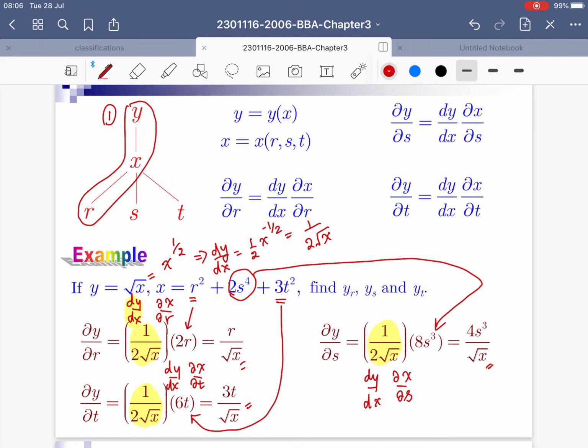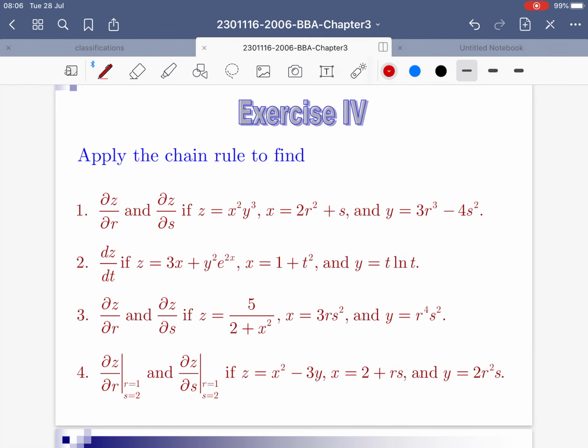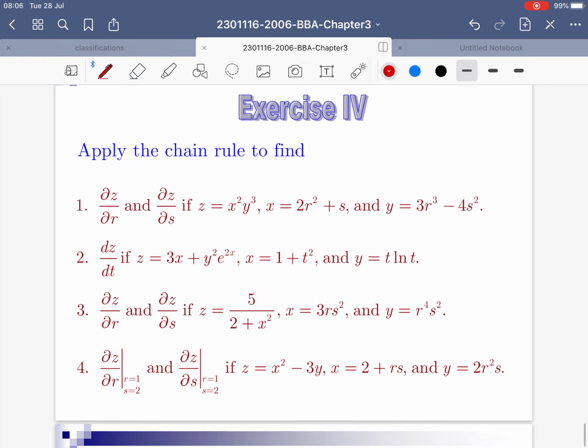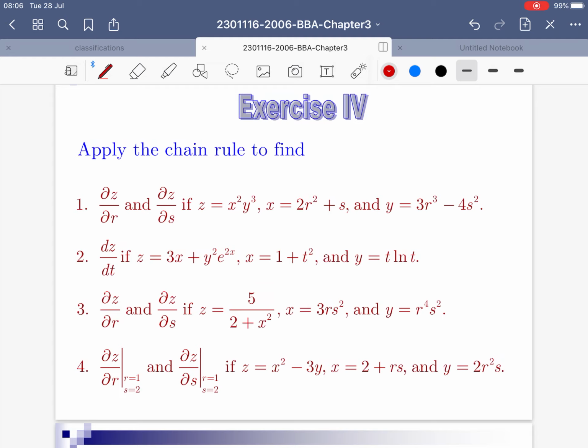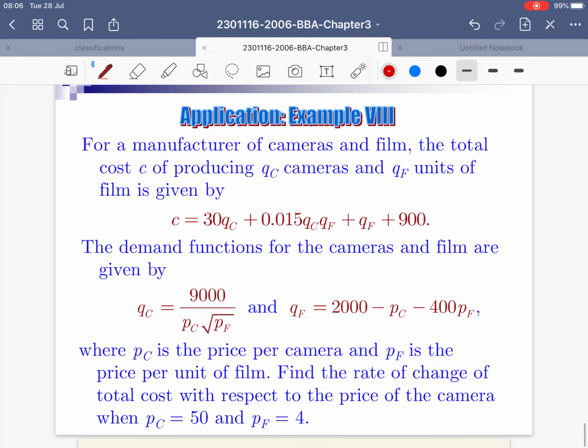All right, so this is how we use the chain rule, and we expect you to do four of this kind of exercise, so that when we see you in class, we can discuss all these exercises. All right, let us go to another example.